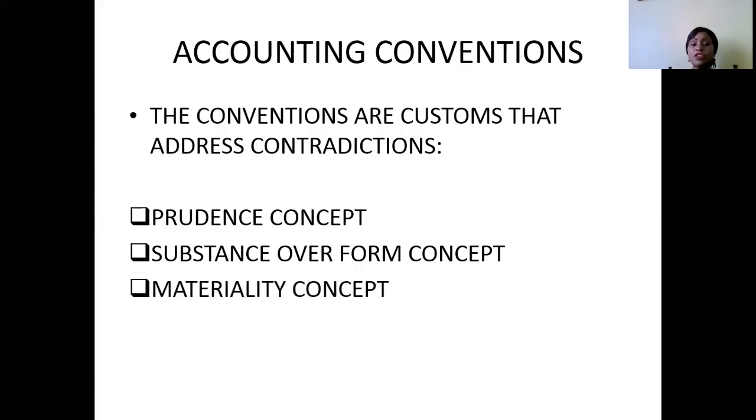The next convention is the materiality concept. According to this concept or tradition, matters that are material should be accorded proper accounting treatment, whereas those items that are immaterial should be given the simplest accounting treatment possible. You should always weigh the cost and the benefit of processing the transactions and presenting the same.